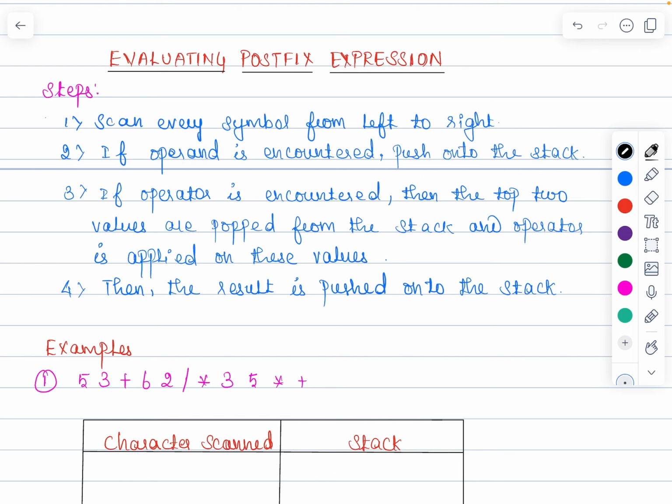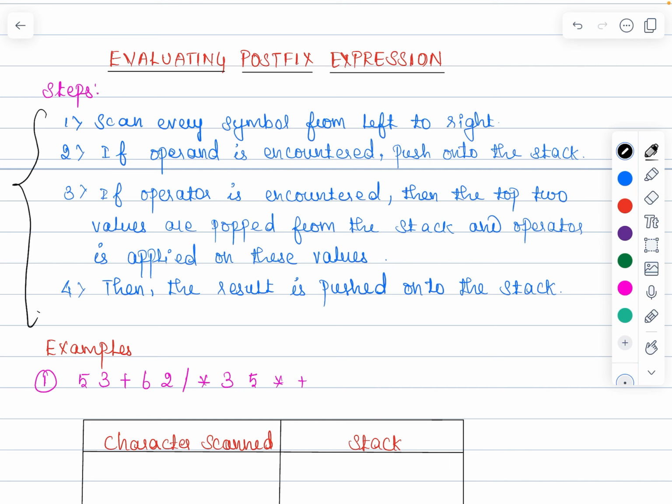Here, for performing both tasks, which means converting the infix expression to the postfix expression and also evaluating the postfix expression, we would make extensive use of the stack as a primary tool. Using the stack, any postfix expression can be evaluated very easily. So here these are the steps to evaluate a postfix expression.